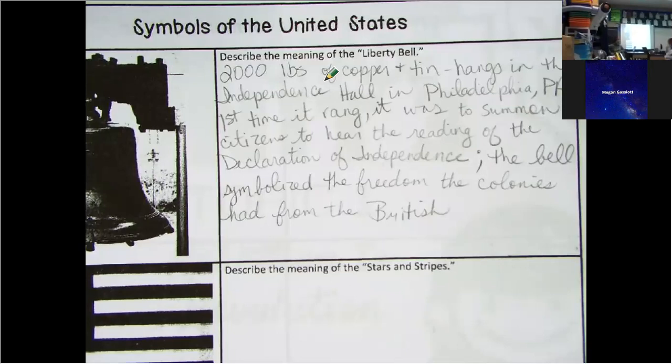I can't really read it. 2,000 pounds of copper and tin hangs in Independence Hall in Philadelphia, Pennsylvania. First time it rang, it was to summon citizens to hear the reading of the Declaration of Independence.